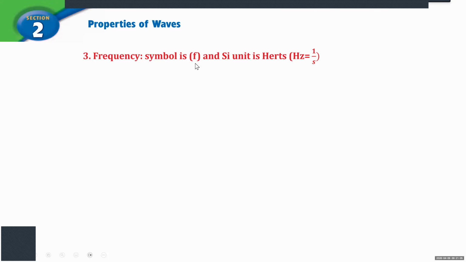Frequency in a light wave represents the color of the light. Each color depends on a certain type of frequency.